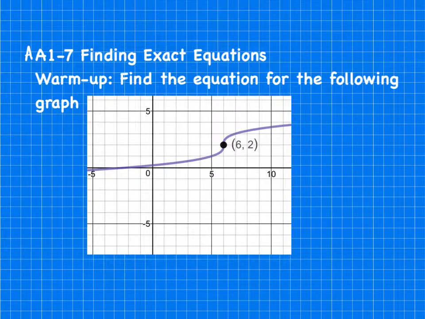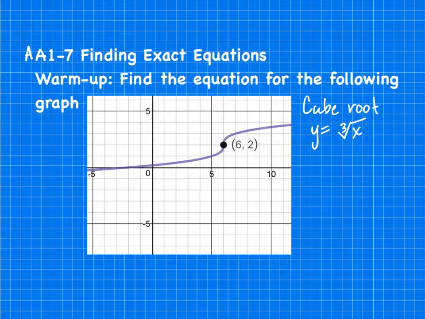For the warm-up, finding the exact equation of this graph, we start with the type of graph it is. Starting low, doing that little change, and then moving forward, but not going up very much. If you check with your parent graph toolkit, that is a cube root function. And that parent graph is y equals the cube root of x. So this one has been moved. As you can tell, we now have a locator point of 6, 2.